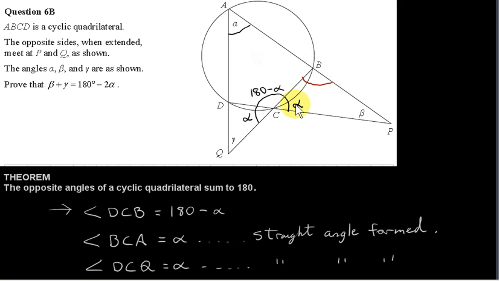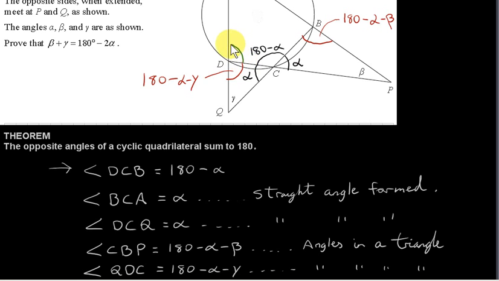Now let's consider this angle here. We can find this angle in terms of alpha and beta, because the three angles in this triangle add up to 180 degrees. So this angle must be 180 degrees minus these two angles, minus alpha minus beta. And over here we have another triangle, triangle CDQ. The three angles in it add up to 180 degrees. So this angle here must be 180 minus alpha minus gamma.